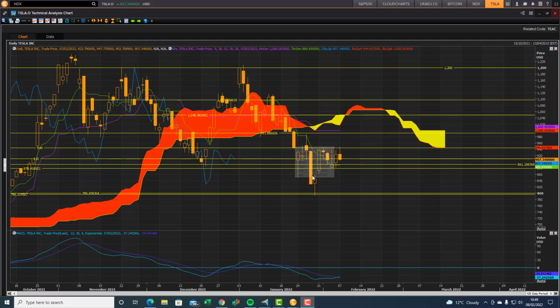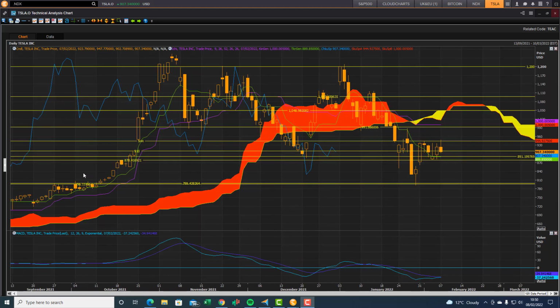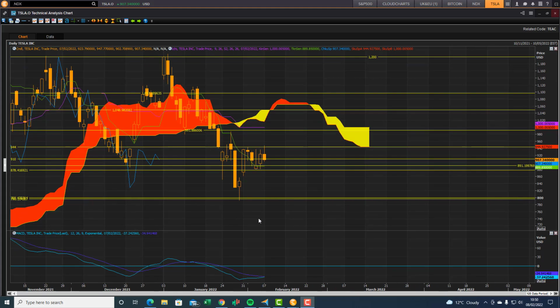Then the sell-off ensued. Couldn't resist this rebound from the 800 zone here. You can see it comes from this cluster of September and October lows, highs actually. And that was a nice little rebound there. Now it's struggling to get past this front cloud resistance zone.